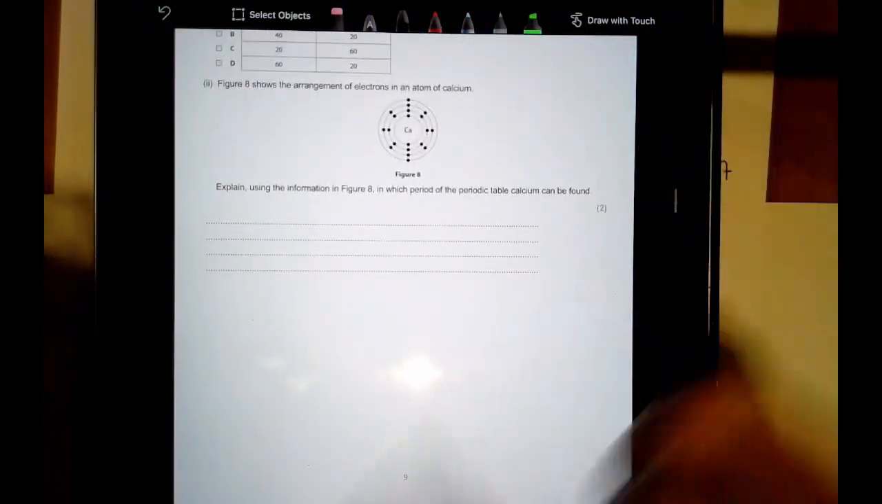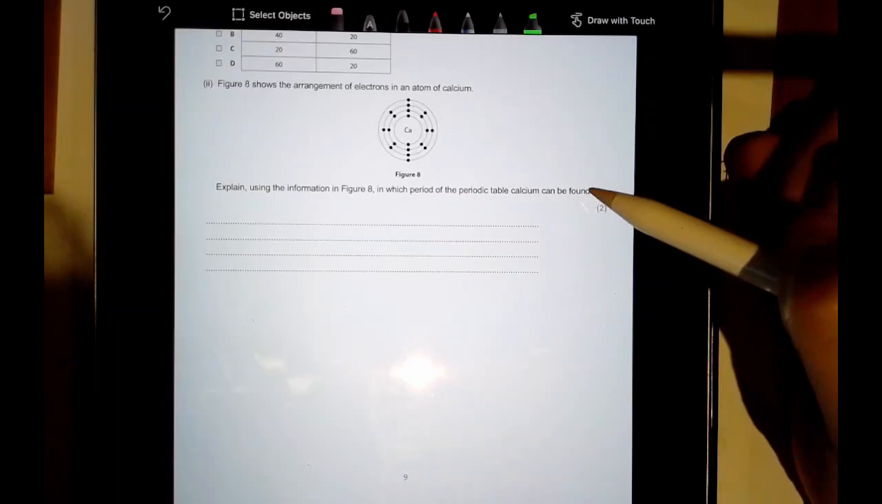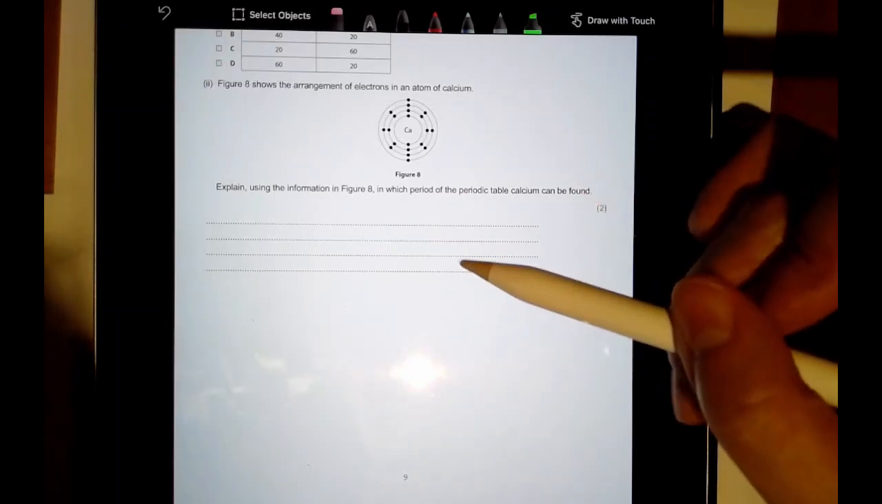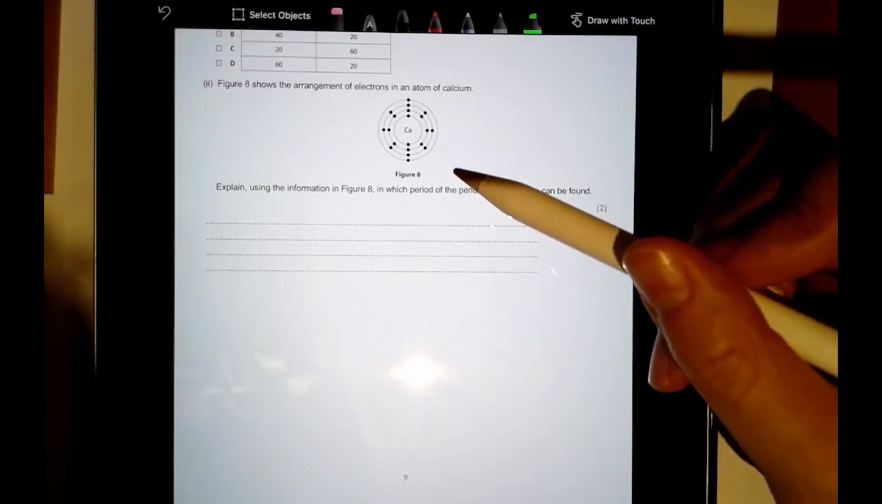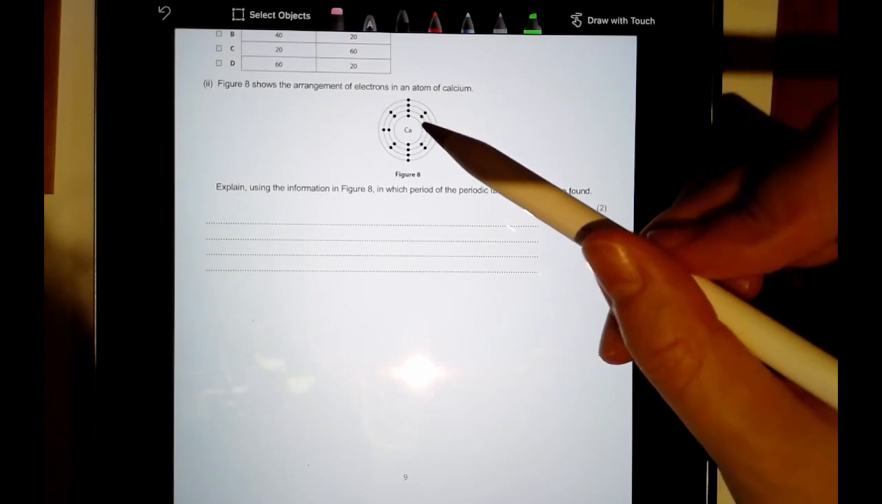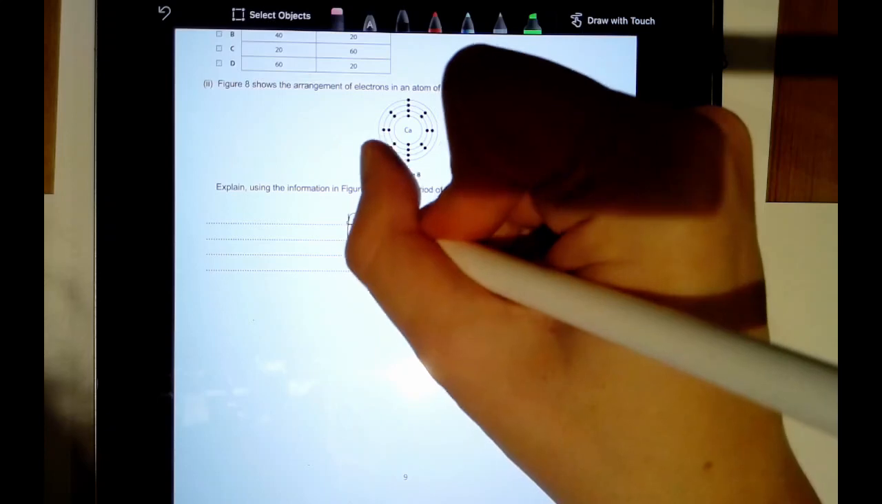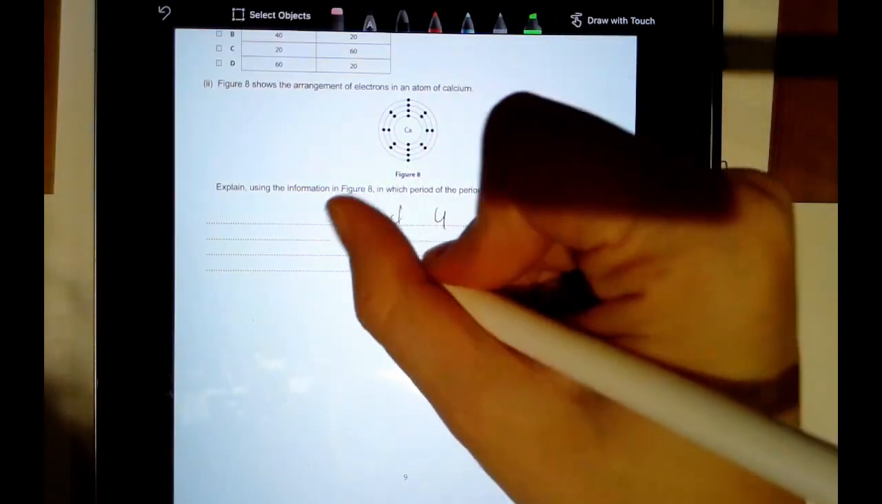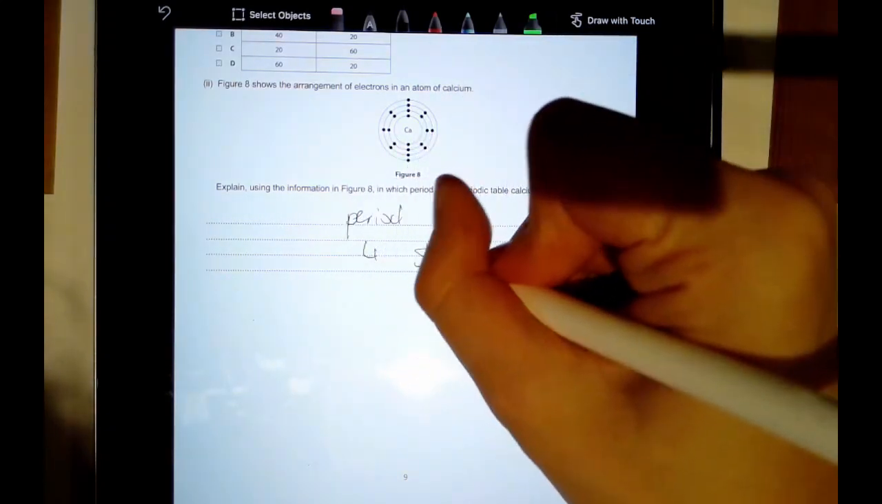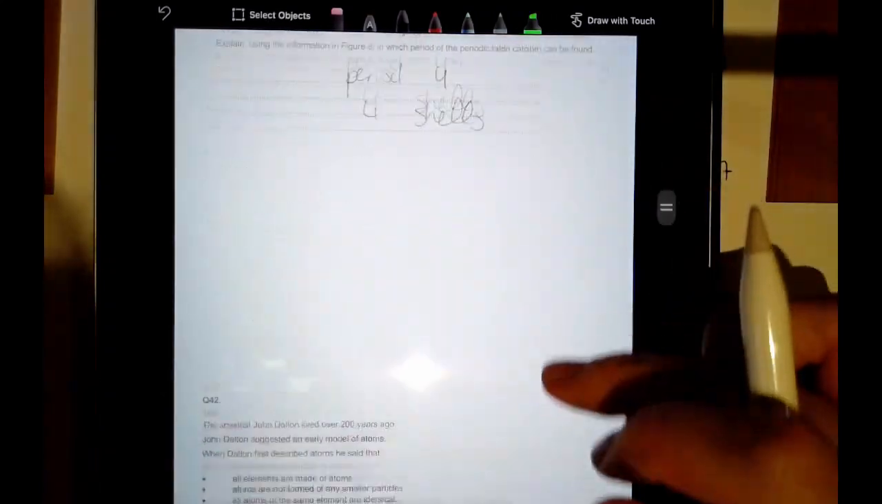The next one, using this, which period is calcium in? So we saw already that the period always matches the number of electron shells. And you can see that we've had to draw 4 shells to fit in all of calcium's electrons. Therefore, calcium must be in period 4. So you'll write period 4 because there are 4 electron shells.